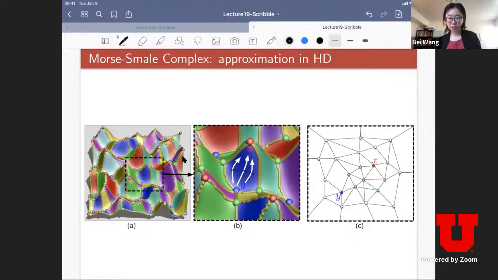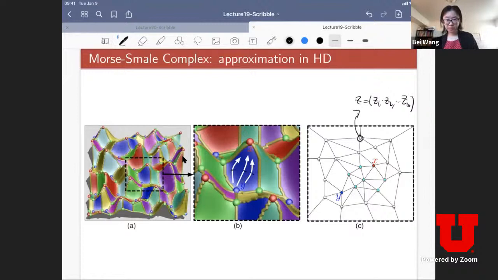It turns out in high dimension, what you have to do is an approximation of the Morse-Smale complex. So let's say each of the points here is a high dimensional point. Let's call this point Z. It's a high dimensional point, so you have coordinates. Let's say it's 10 dimensional points, okay? So how do I approximate in practice a Morse-Smale complex?